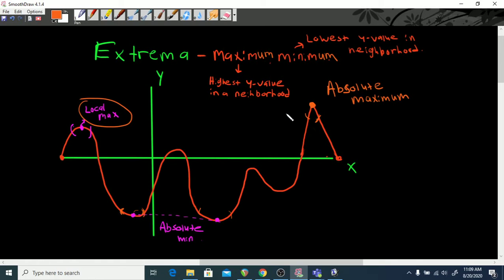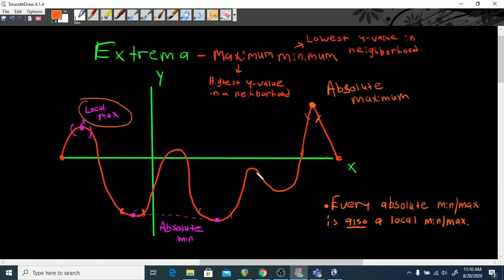And so I guess the thing to understand here is that every absolute min or max, in other words, every absolute extrema, is also a local. The converse is not true. It is not true that every local is also an absolute, and we can see that here.